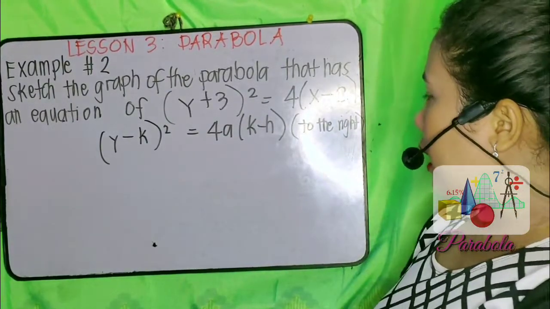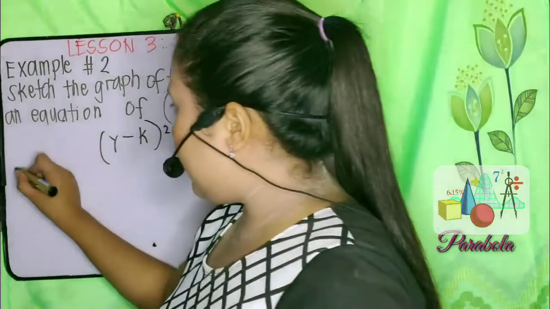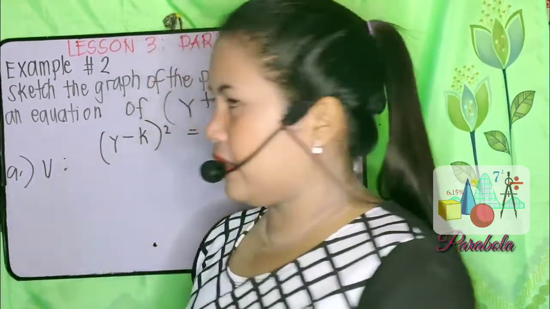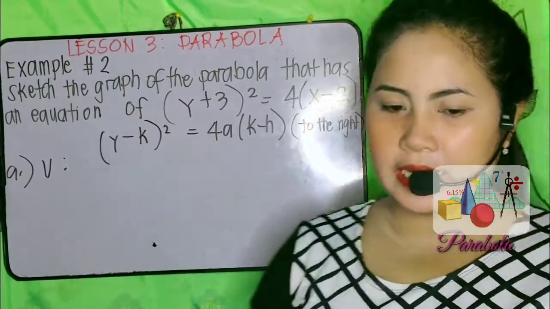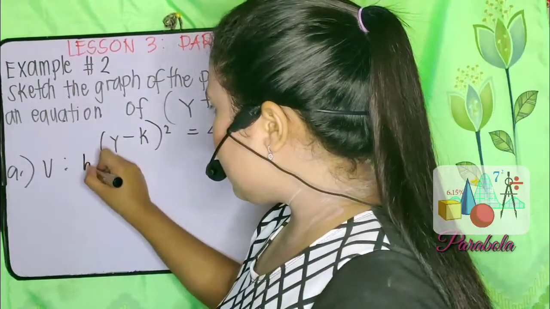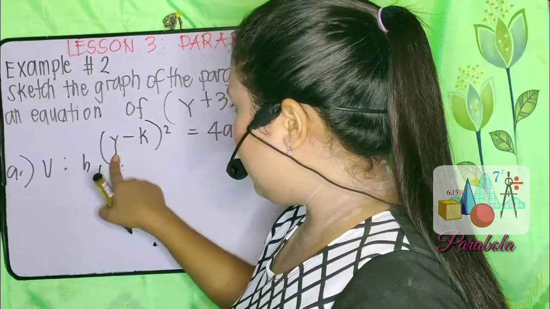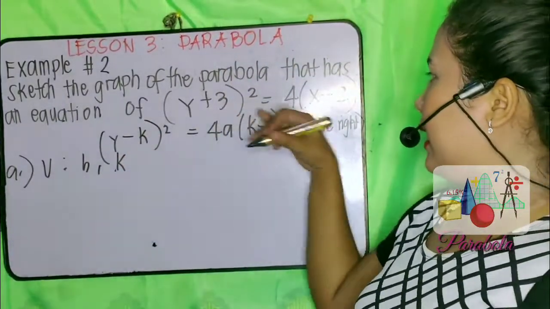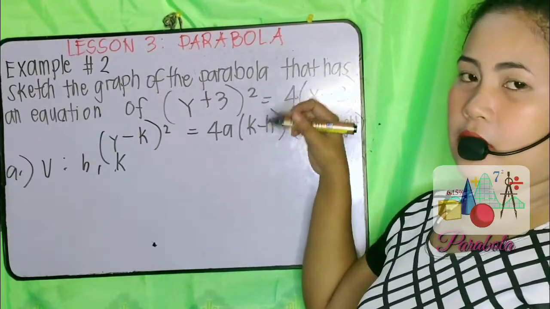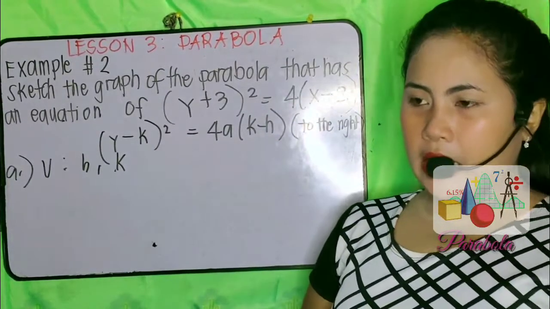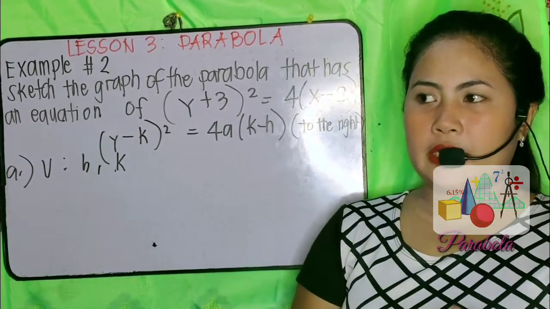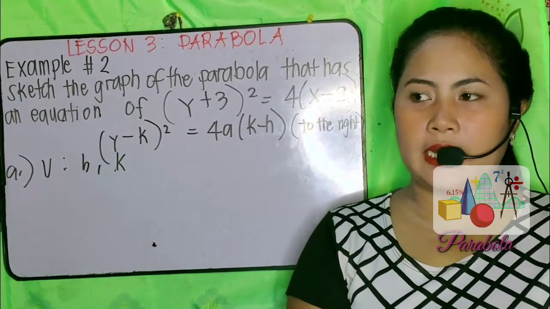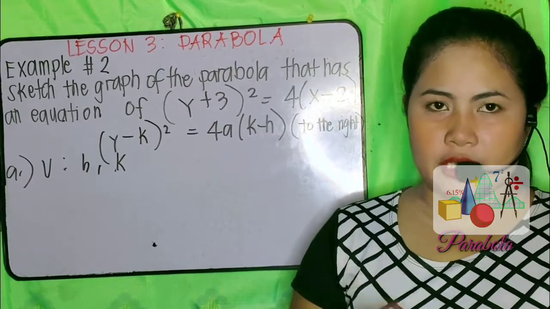So, first, let's try to find the vertex, which is, if the parabola opens to the right, h and k. Okay. So, since here, as you can see, we have a value of y and then k. In our example earlier, the h and k are equal to 0 because there was nothing indicated for h and k, or x and y.